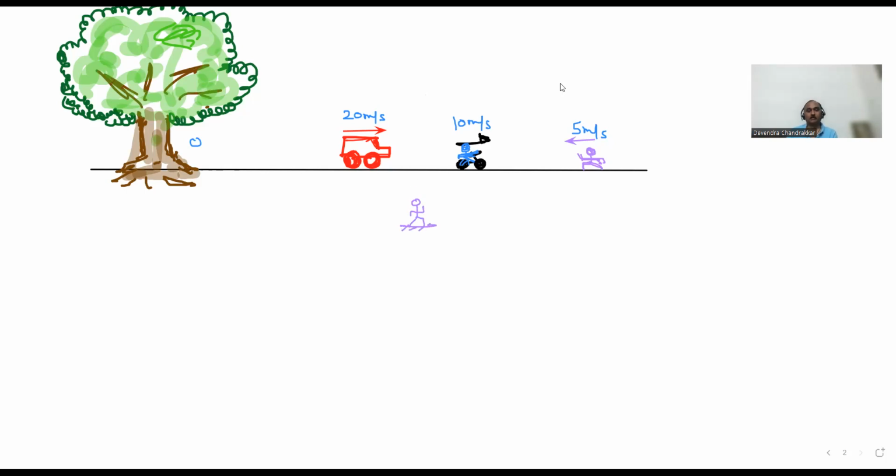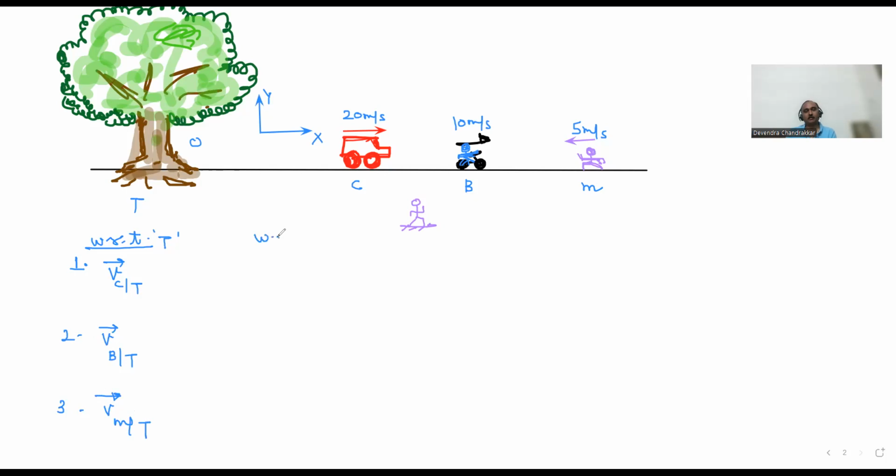Now, this is y-axis, this is x-axis, right? So now you can write in terms of unit vectors. This is car C, this is bike B, this is man M, and this is tree T, right? You have to find first case with respect to tree. You have to find velocity of car with respect to tree, velocity of bike with respect to tree, and third is velocity of man with respect to tree.